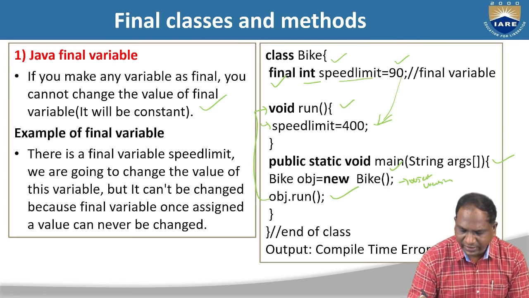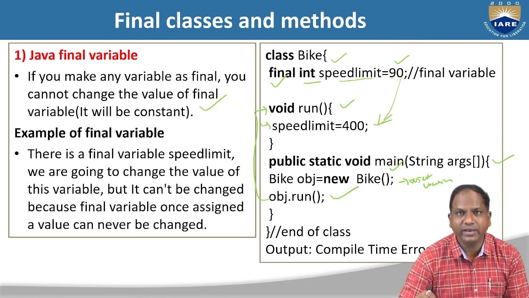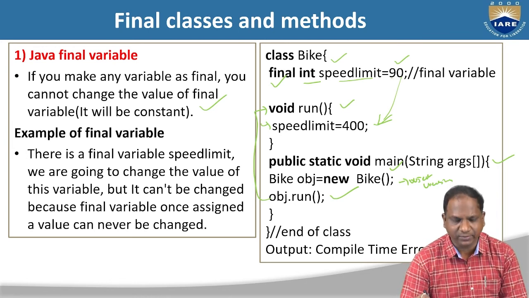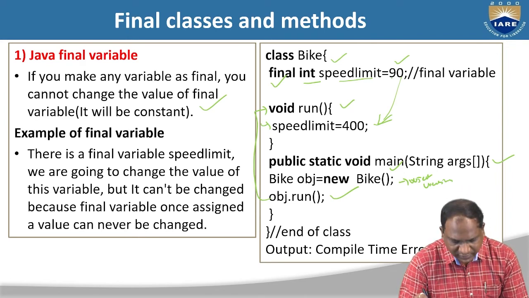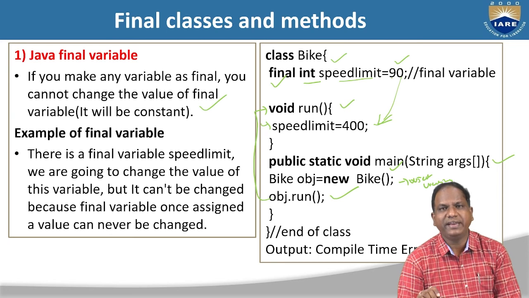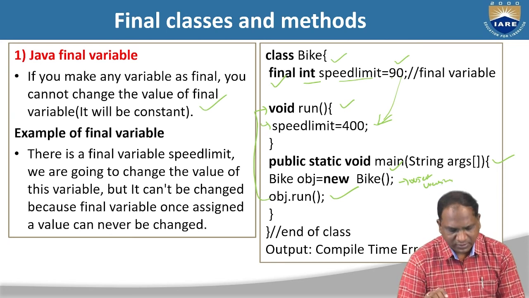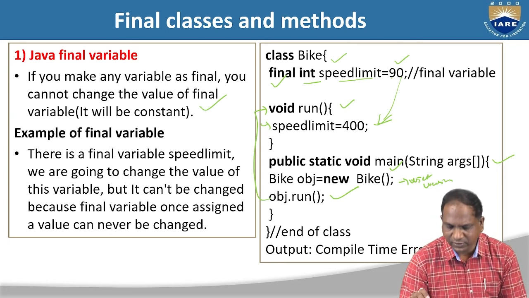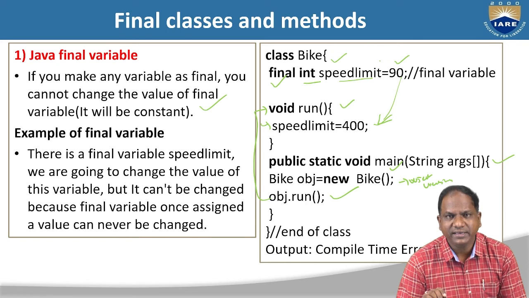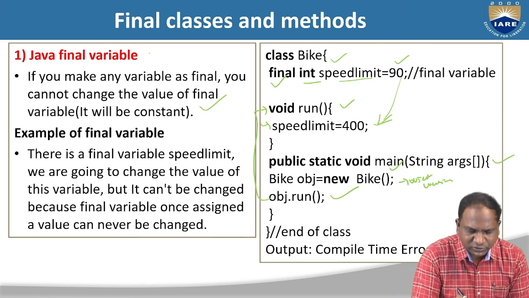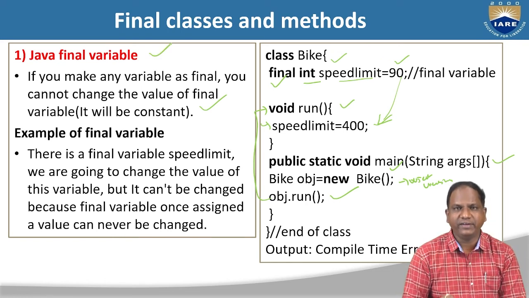So there is a final variable of speed limit, and now we are going to change the value of that final variable. It cannot be changed, because once you assign a value to a final variable, that value never changes. Once you fix it, that value will be fixed. It cannot be changed. So that is the first use of Java final: the final variable.